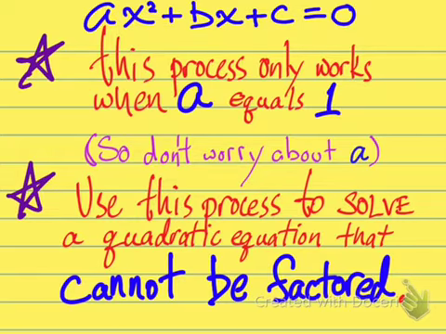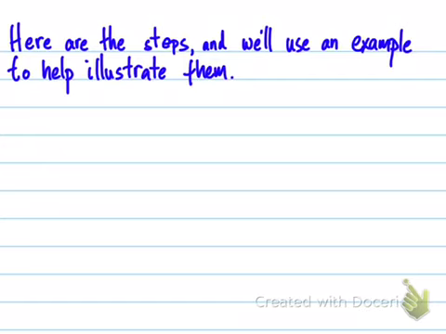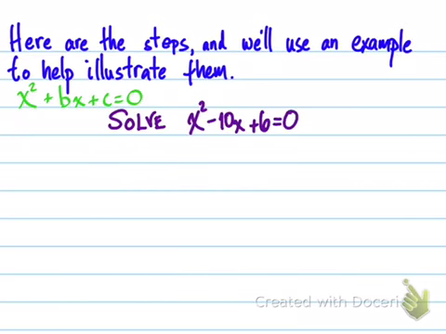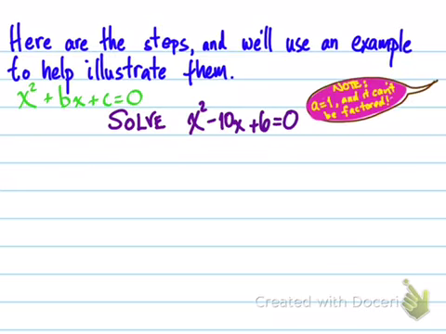Okay. All right, so we are going to take a look at the steps of this process, and there's really only 3 steps. And we're going to use an example. That example that I write will be in this form: x squared plus bx plus c equals 0. I am going to use those b and c terms a lot, so I'm going to put that up there for your quick reference. Here's the equation we're going to solve: x squared minus 10x plus 6 equals 0. You notice that a does equal 1, and this cannot be factored.